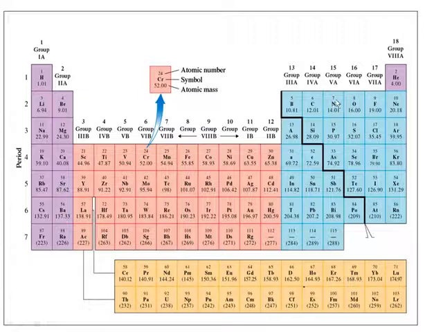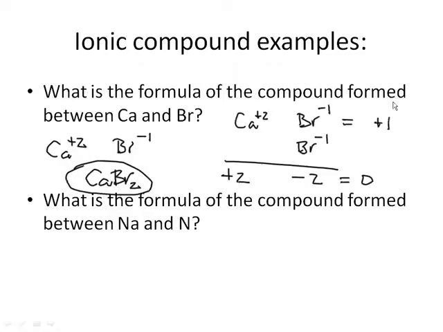Nitrogen has 7 electrons in its neutral atom form. Its nearest noble gas is also neon, which has 10. And notice it's 1, 2, 3 electrons away. So that means that nitrogen will have a -3 charge. So sodium we decided is a +1. Nitrogen we decided is a -3.